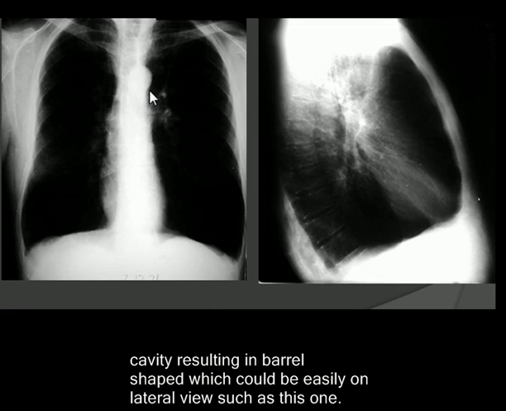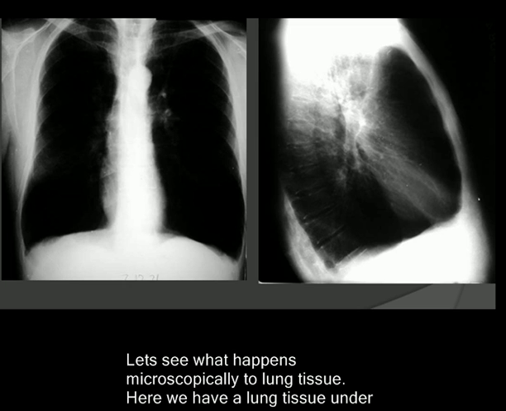So this is emphysematous lung, and this is the lateral view of the same patient. You can see barrel-shaped thoracic cavity, flattened diaphragms. An increase in AP diameter of thoracic cavity is also a feature of emphysematous lung disease. Let's see what happens microscopically to lung tissue.